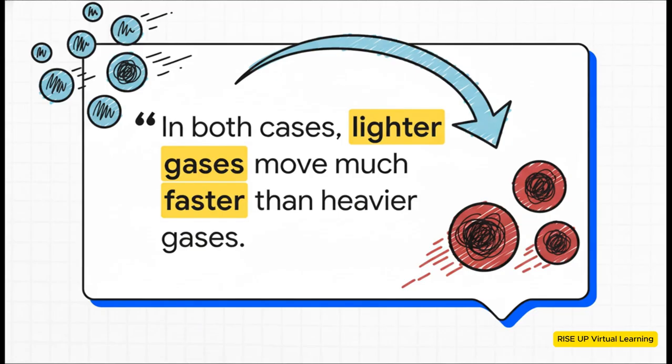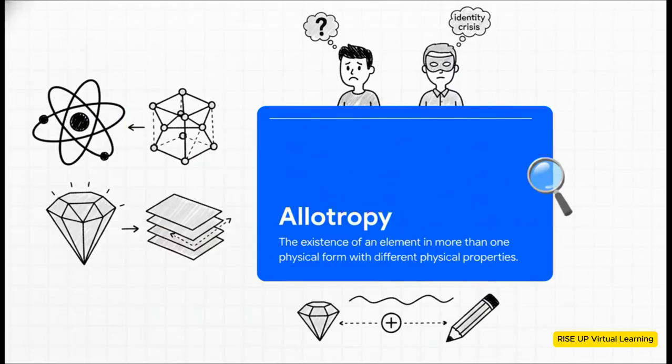So if a question asks you to compare helium and, say, argon, you know right away that tiny little helium is going to be moving much faster. Okay, next exam trap, allotropy. The easiest way to think about this is like an element having a major identity crisis. It's the exact same element, same number of protons and all that, but depending on how its atoms are arranged, it can show up as completely different things with totally different properties.